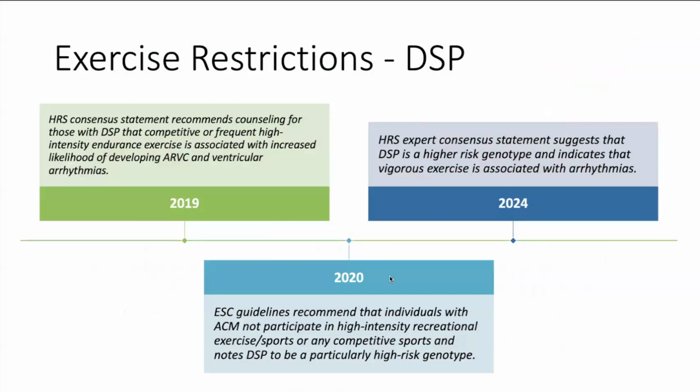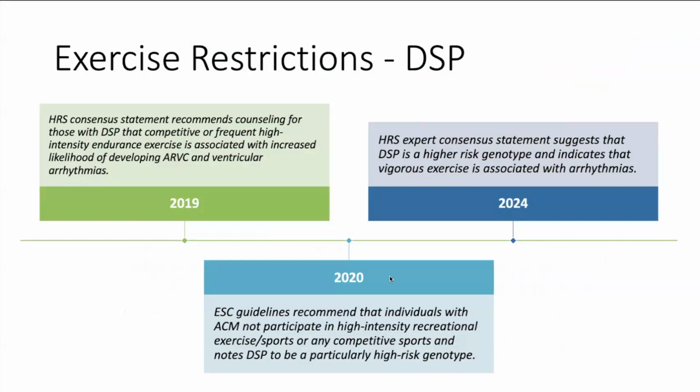And so the guidelines so far: in 2019, initially the Heart Rhythm Society consensus statement recommended counseling that competitive or frequently high intensity exercise is associated with increased risk of developing ARVC and ventricular arrhythmias. So they recommended against high intensity exercise. The 2020 European Society of Cardiology guidelines again recommended not to participate in any high intensity recreational exercise.